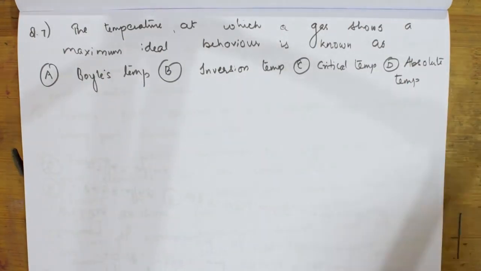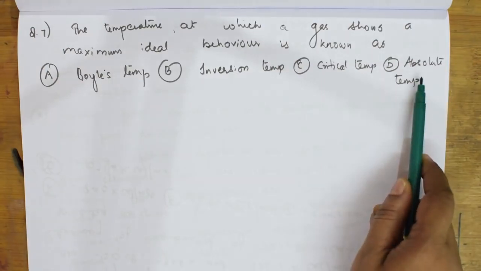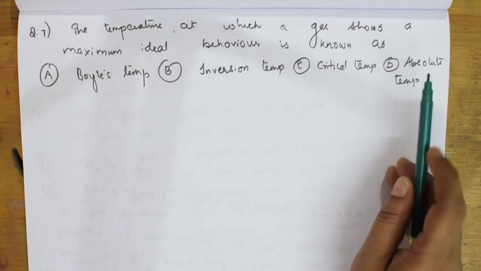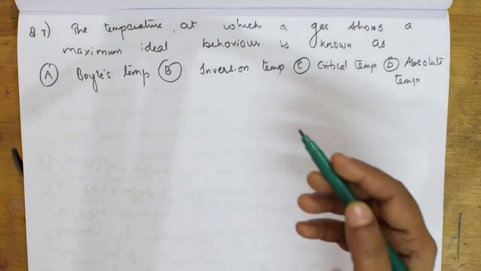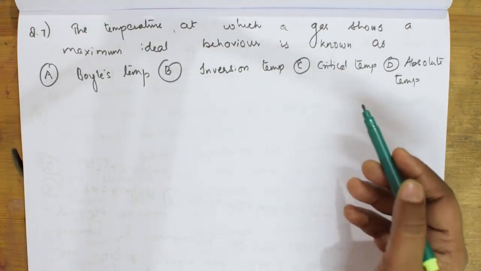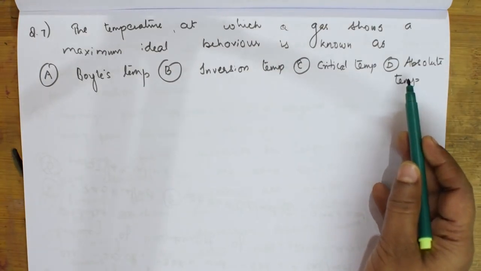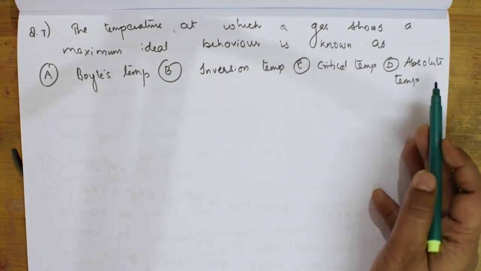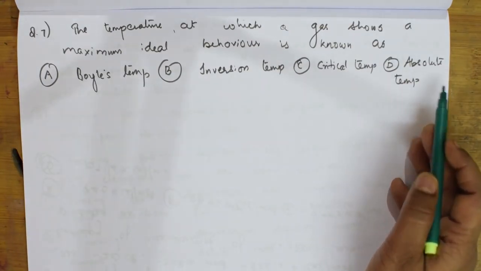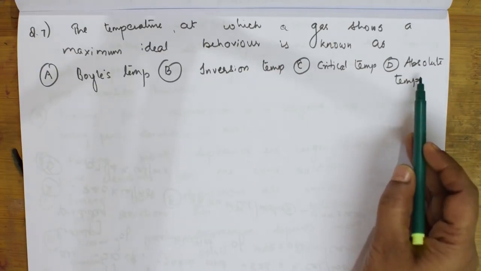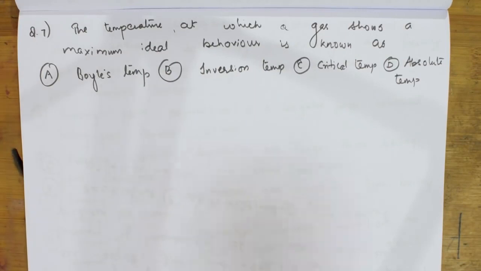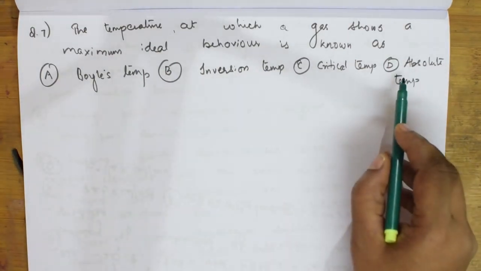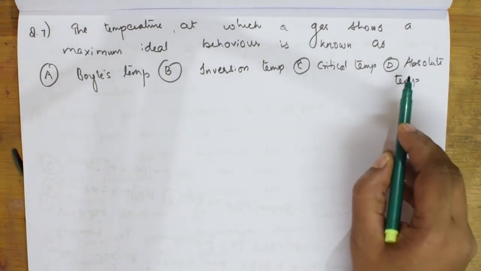What is absolute temperature? Absolute temperature is the temperature measured from absolute zero, and it is taken in kelvins. That is absolute temperature. But here they say the temperature at which gas shows maximum ideal behavior. Okay, so this is a temperature which is measured from absolute zero.